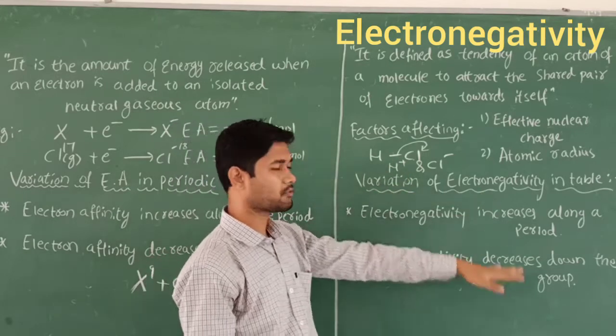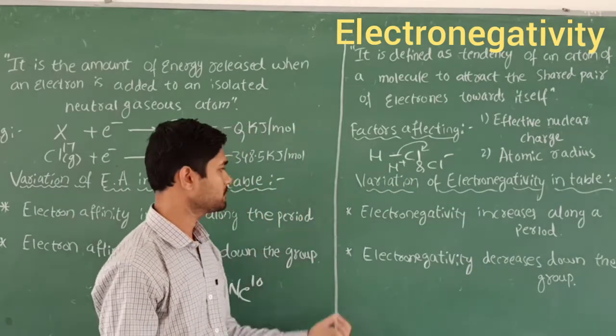What about the variation of electronegativity in the periodic table? What types of variation? The same.